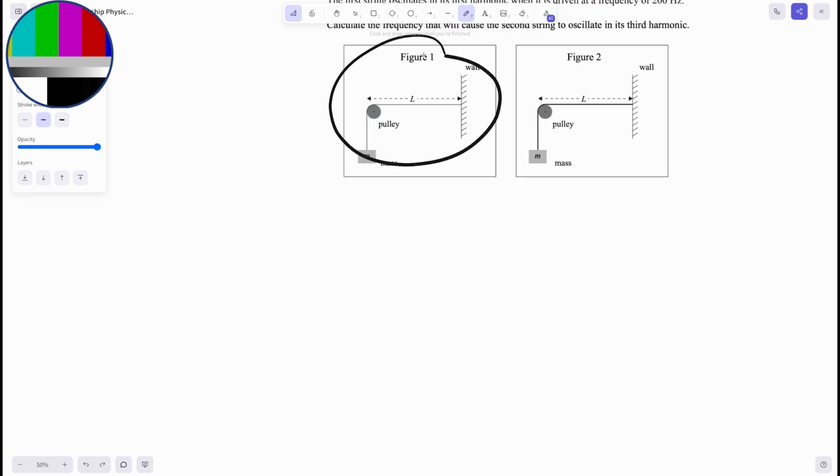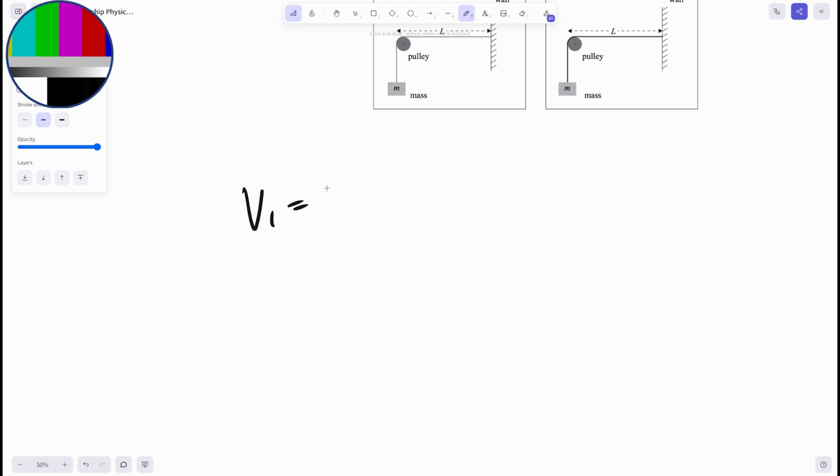So for figure 1, our V1 is equal to the square root of our T1 over our mu1.